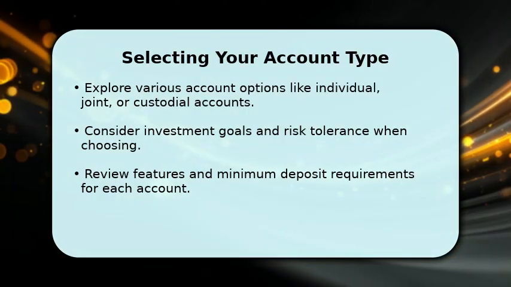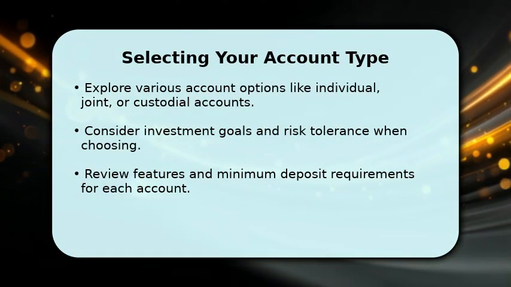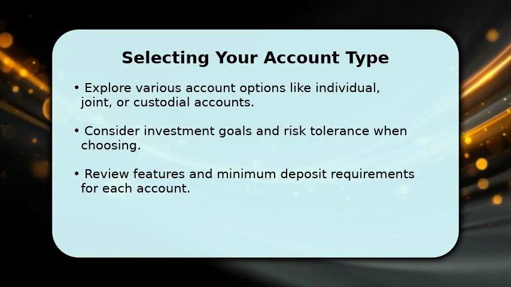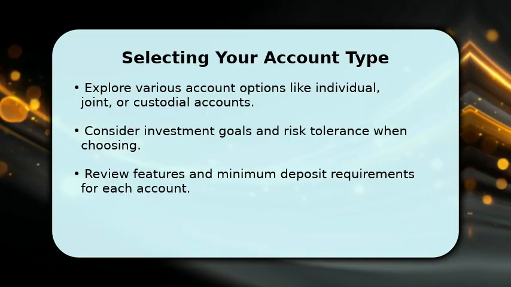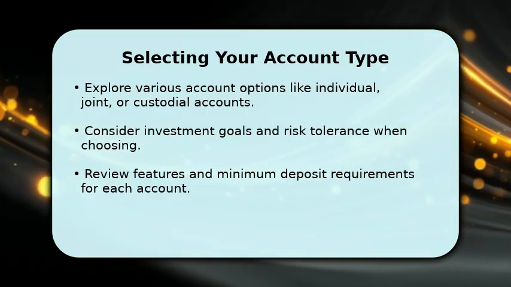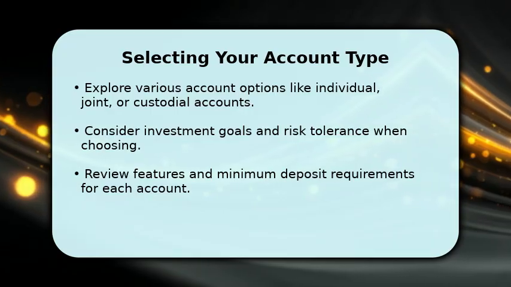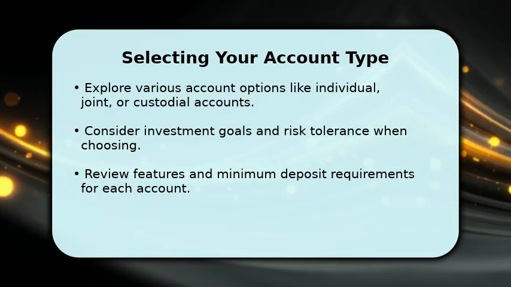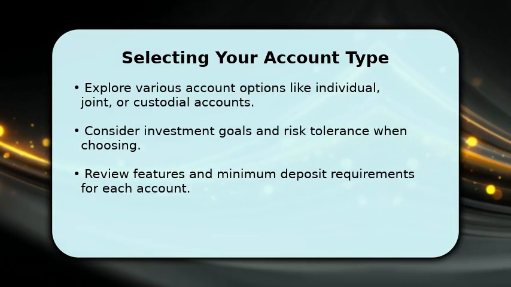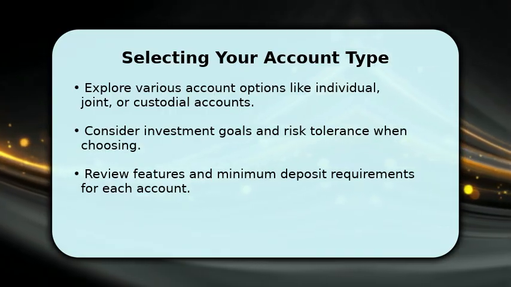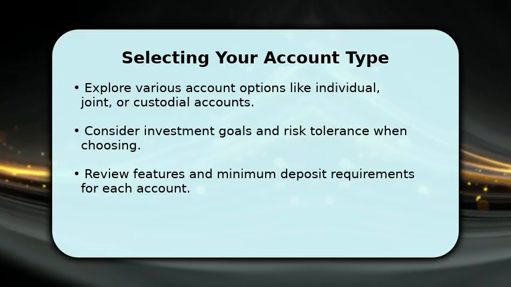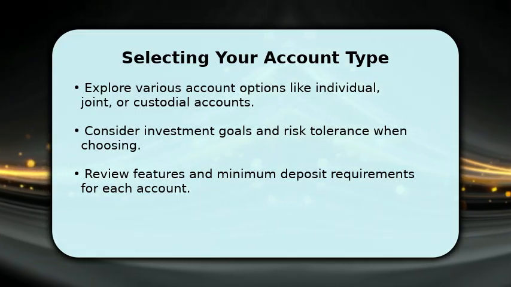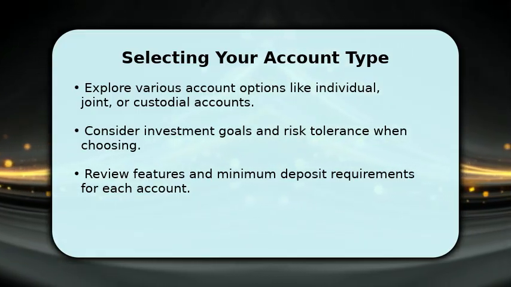After starting your application, you'll select the specific account type. Charles Schwab offers individual brokerage accounts, joint accounts, and various retirement options like Roth or traditional IRAs. Think about your investment objectives, whether you're saving for a long-term goal or active trading. Also, check for any minimum deposit requirements, though many accounts have no minimum to open. This step ensures your account aligns with your financial strategy.